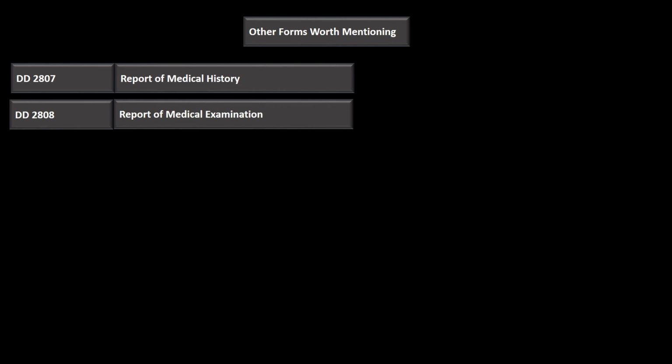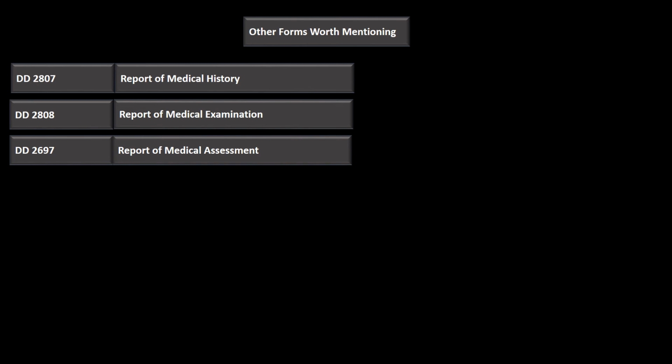These are the forms we utilize on your entrance exam when you're going to the MEPS. You fill out that DD 2807 that asks you all the questions. Do you now or have you ever had all of these symptoms? And then the DD 2808, that's the one they document the actual physical on. Another form worth mentioning is the DD 2697. This is for people who are separating from active duty, and this is the report of medical assessment. We have to remember this one will be forwarded to the VA, and they'll use that to process anybody's disability.